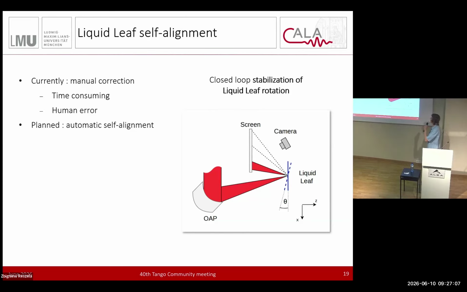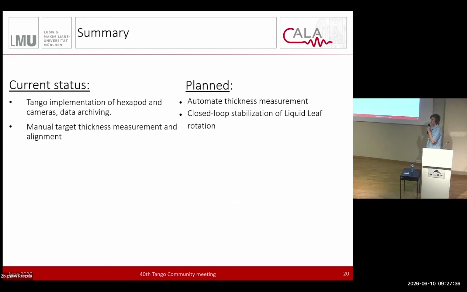Right? So, like I said, right now we want to achieve automatic liquid leaf alignment. We do it manually right now, but it's time-consuming and prone to human error. So our goal would be to achieve a closed-loop stabilization of liquid leaf rotation. And right now we are close to implementing the Tango device, and the next step would be to actually automate it.